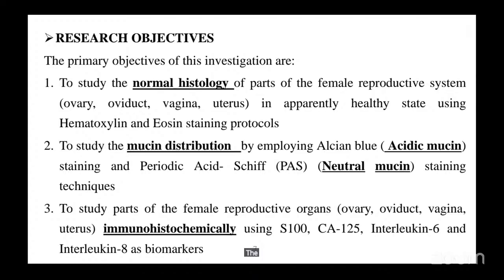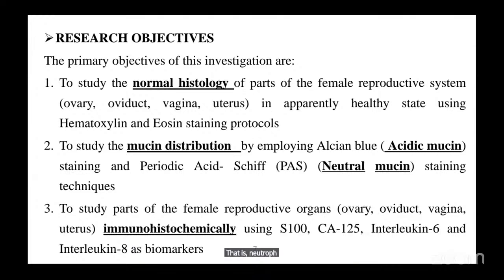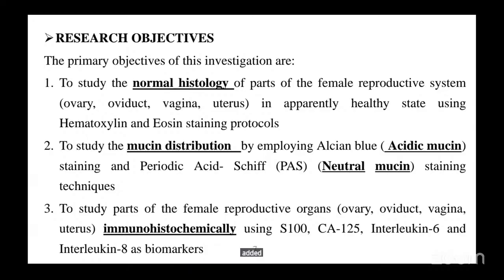Interleukin-8 is a pro-inflammatory chemokine involved in immune response, inflammation, and cell signaling. It is a chemoattractant that attracts immune cells, that is neutrophils, to the site of infection or tissue injury. At this current stage of this animal, they are still at the lower level. Once there are issues, there will be an increase. There will be up-regulation of the titer.